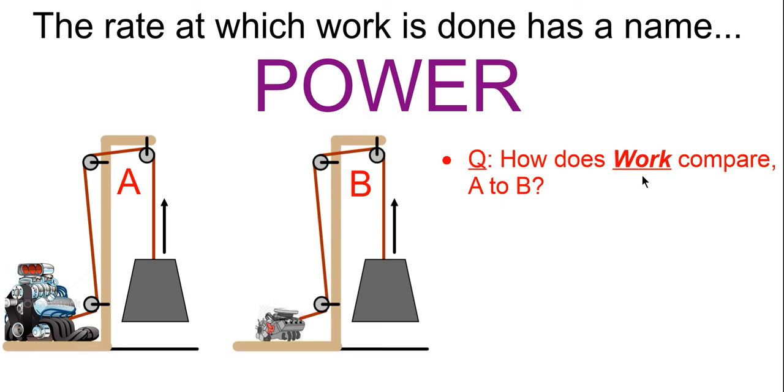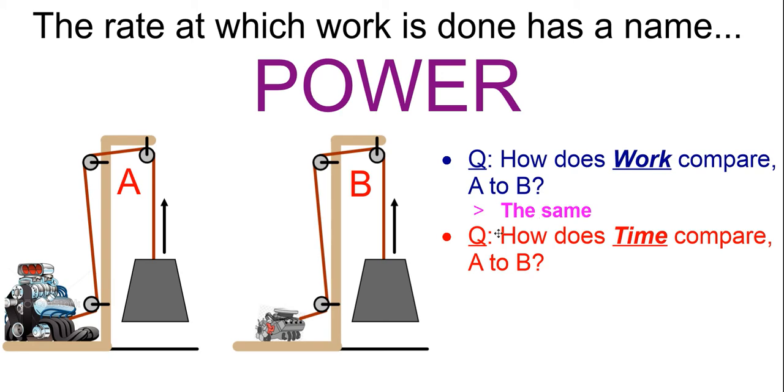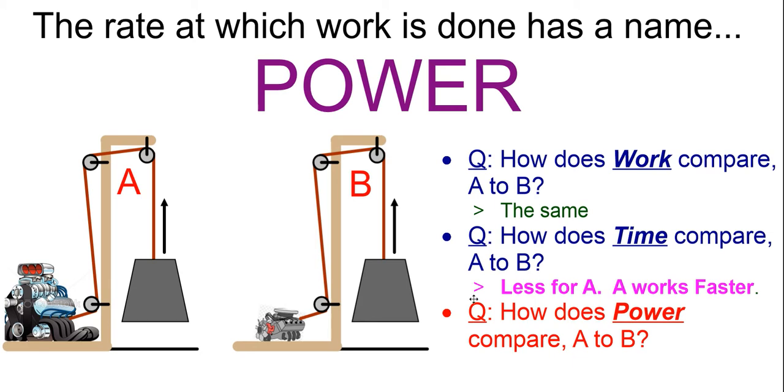Okay? Let's ask a few questions about this. First question, how does work compare from A to B? I hope you agree they're the same because it's the same weight object we're lifting the same distance. So both sides, we have the same work. Next question, how does the time compare to do that work from A to B? This is a much stronger engine, isn't it? Would you expect this engine to lift that object faster than that smaller engine? That would make sense, wouldn't it? So how does the time compare? The time is less for A. In fact, we could say A works faster than B, couldn't we?